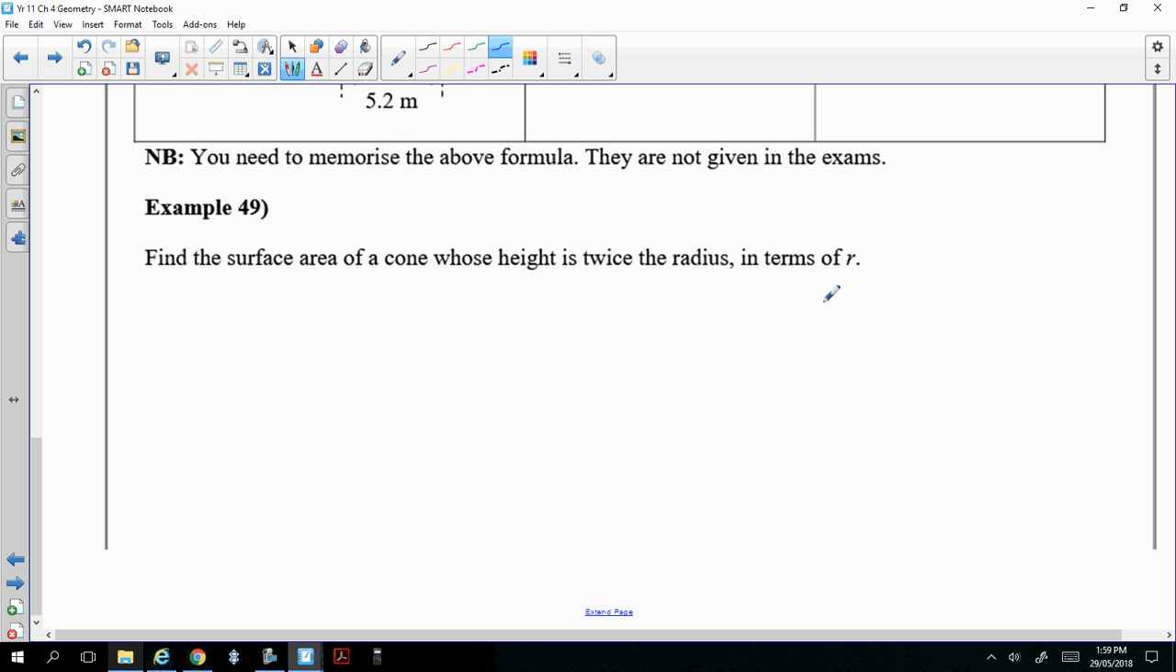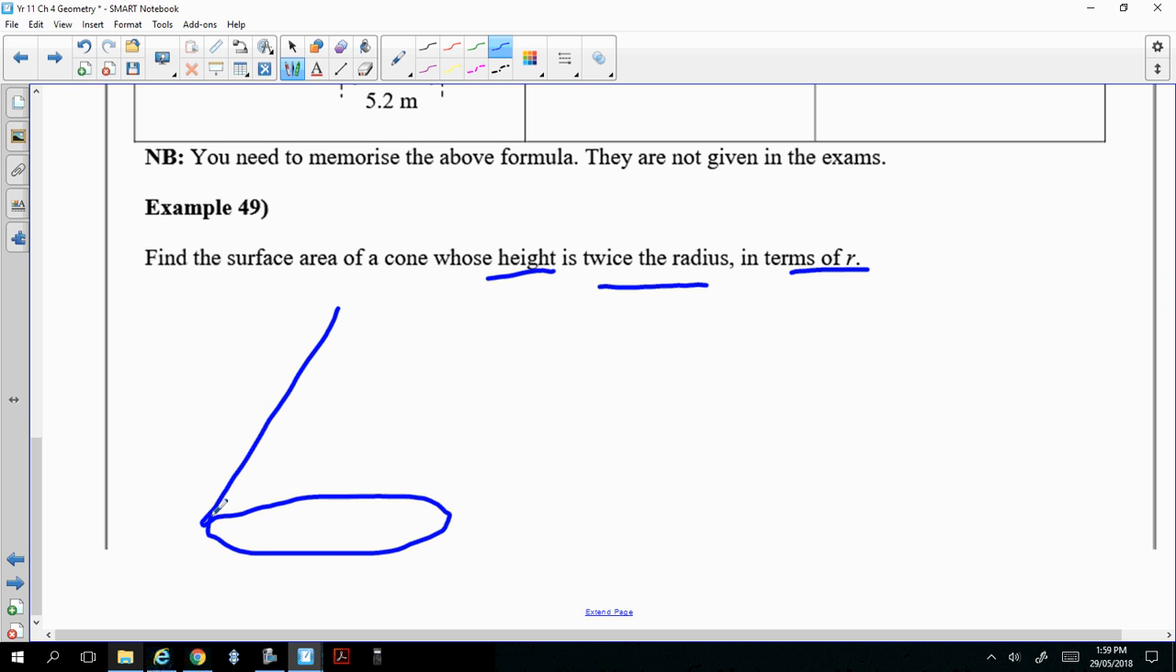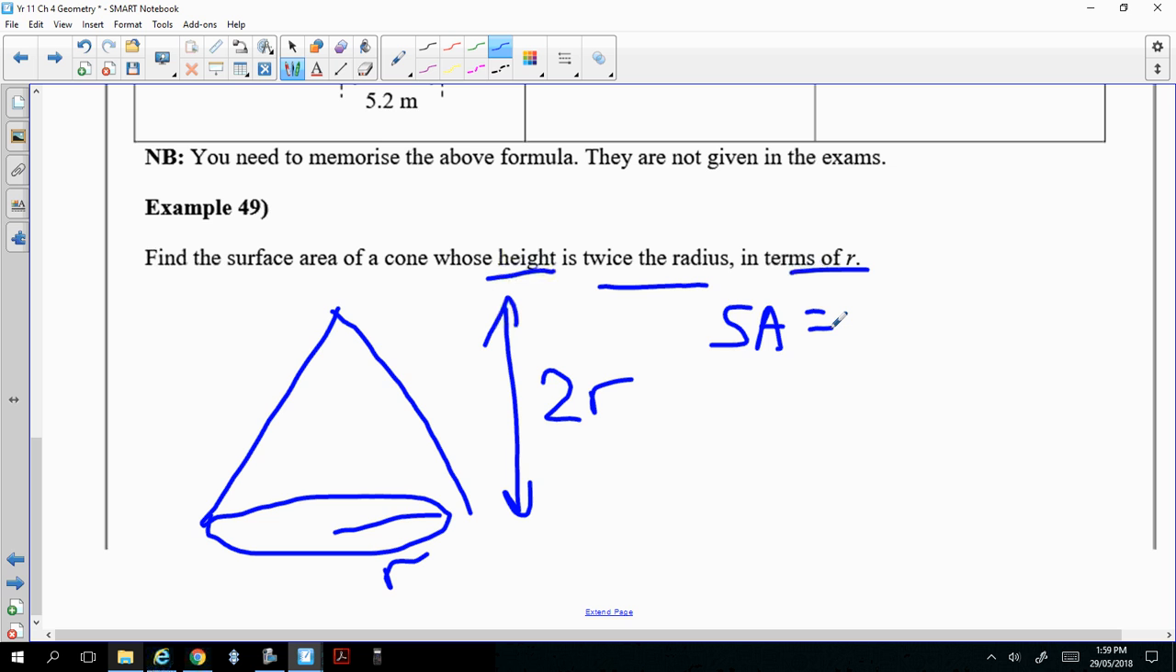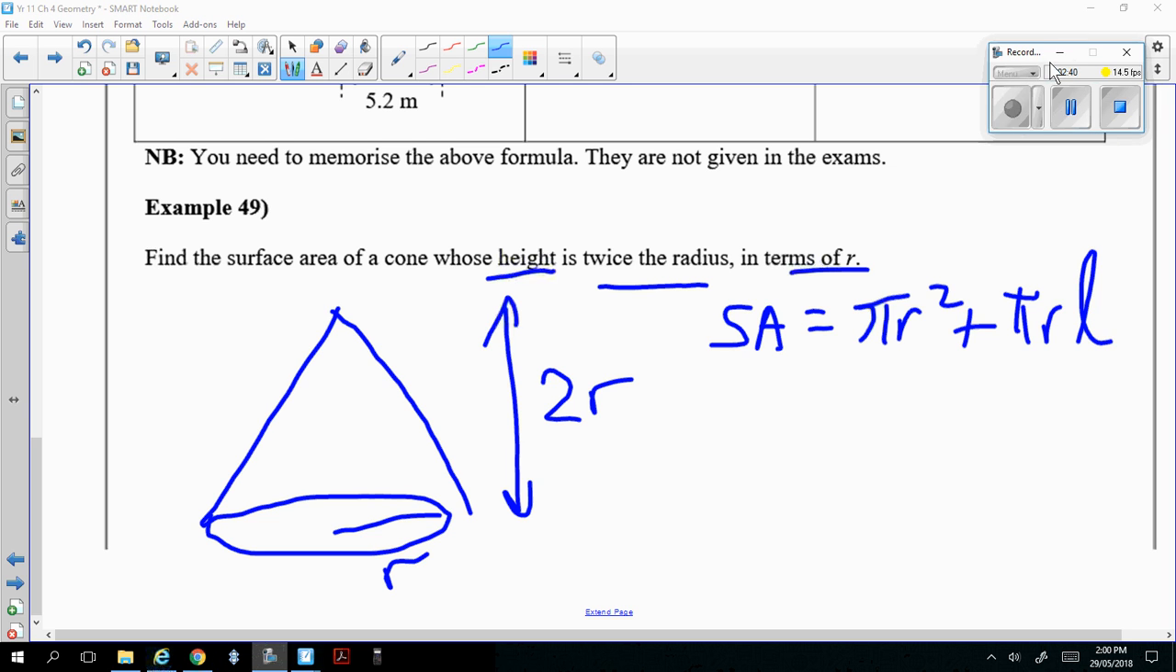All right, let's find the surface area of a cone with a height twice the radius, in terms of r. So height is twice the radius, so what would the height be if the radius is r? 2r. So the formula for surface area is, what's the formula? Pi r squared, that's the area of the base, plus pi rl, sorry, pi rl. Yep. Okay, pi r squared plus pi rl.